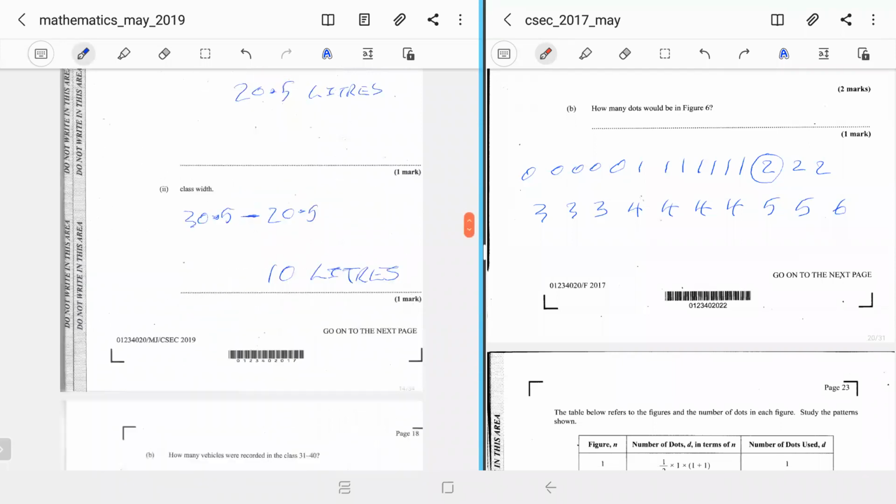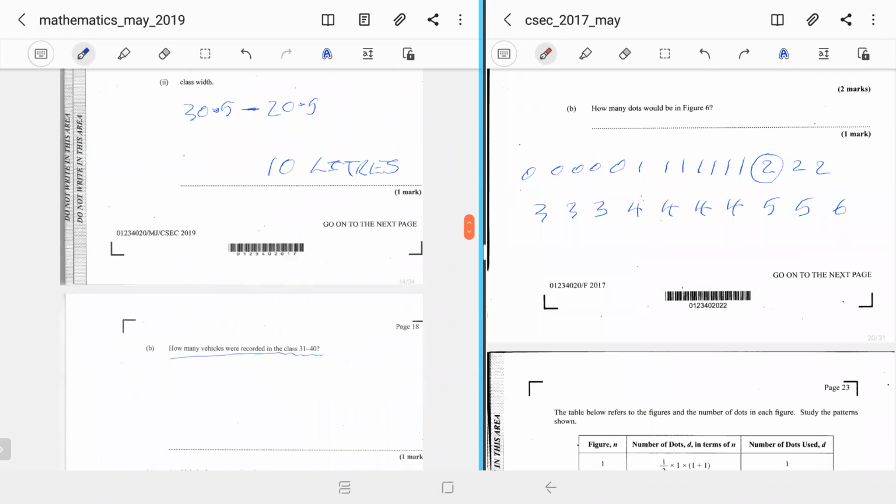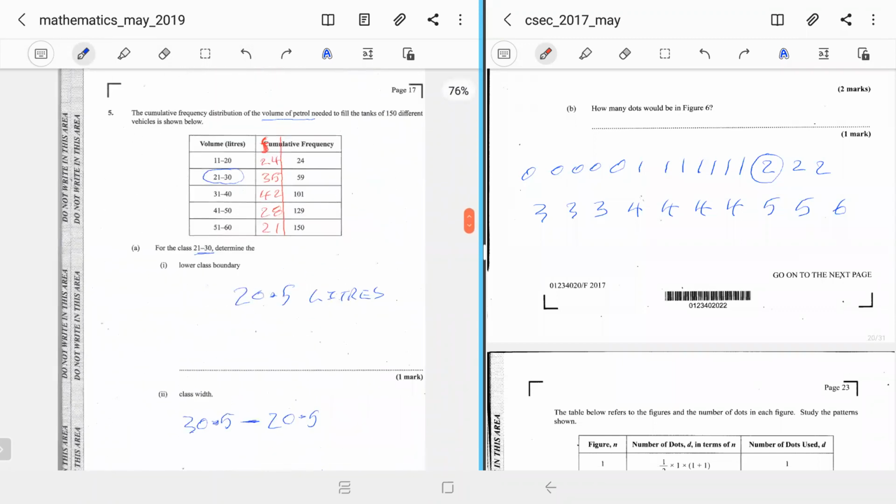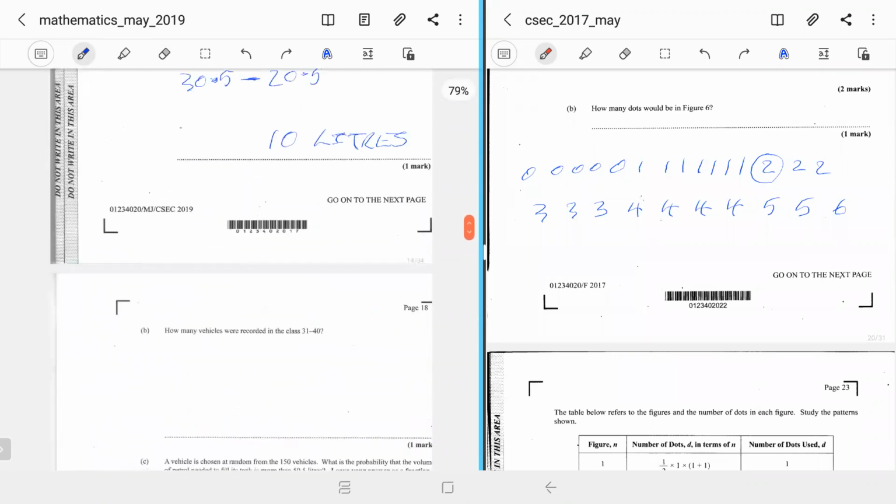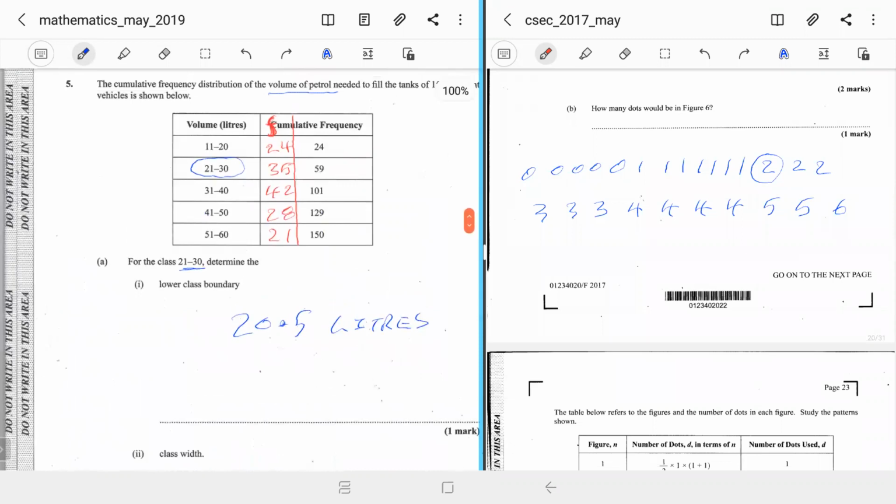All right, next one. How many vehicles were recorded in the class 31 to 40? Look back at the table. How many vehicles were recorded in this class, 31 to 40, to take that amount of liters? Somebody blurt it out.